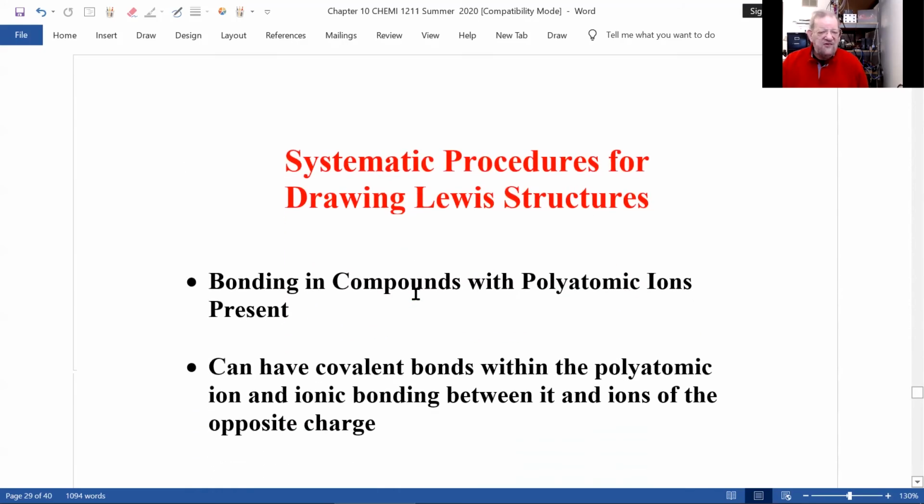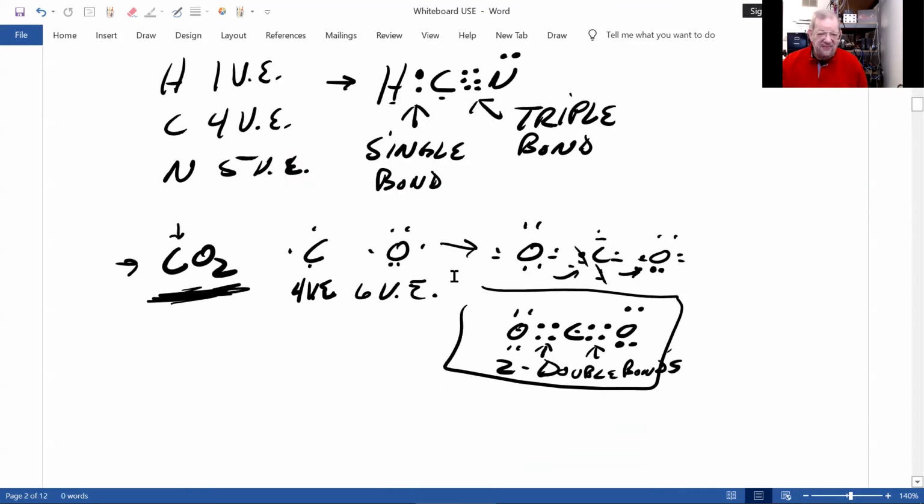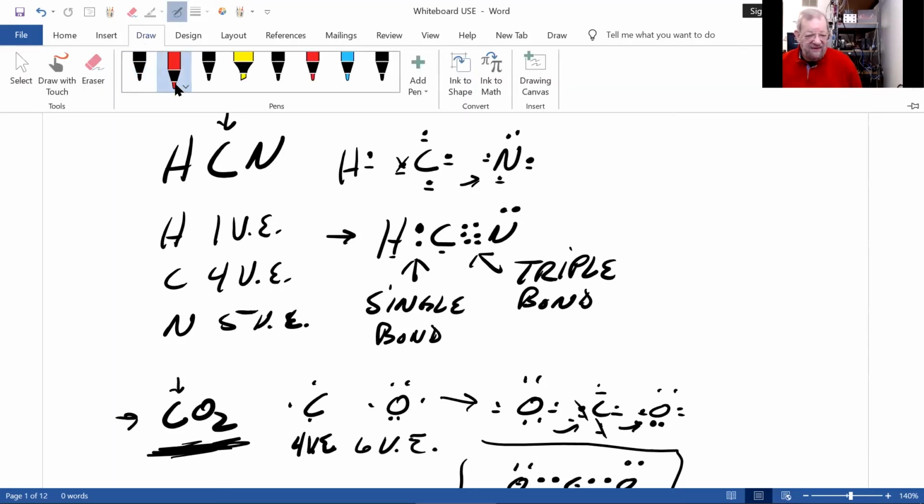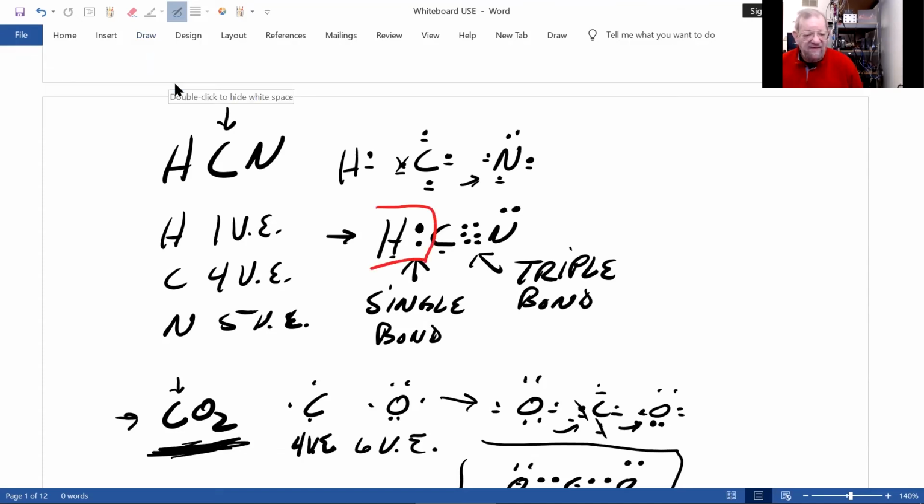Now, I'm going to skip exceptions. And before we go on, I just remembered I forgot to mention something. Let's go to HCN again and remember the octet rule. This is a good way to check that you did it right. How many shared electrons does hydrogen have? The answer is 2. And remember, hydrogen's octet is the exception, 2.